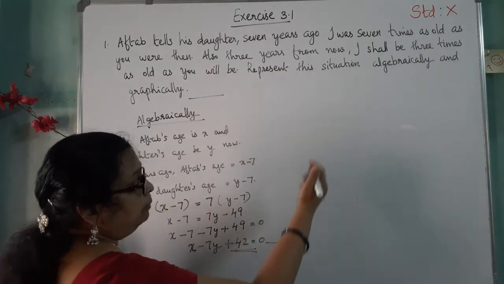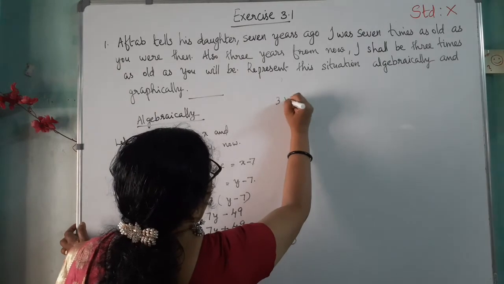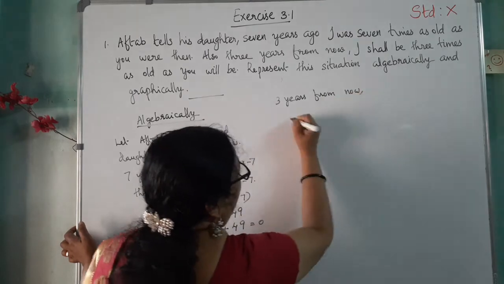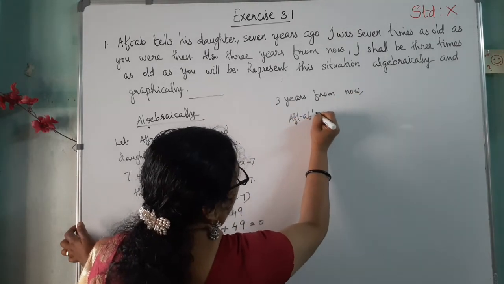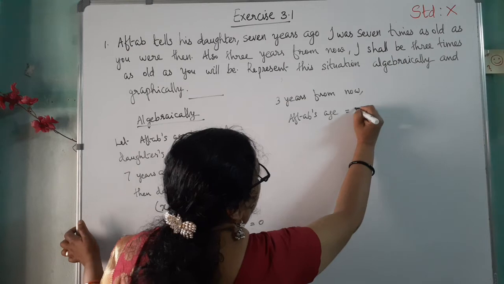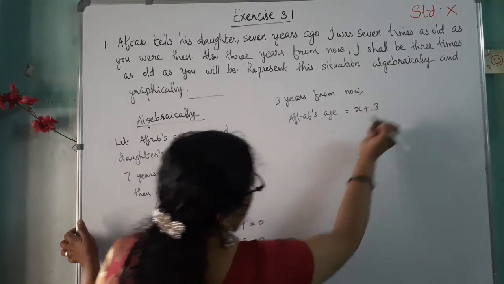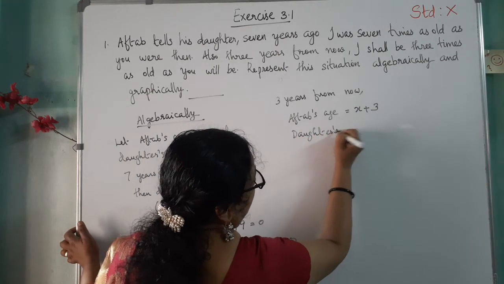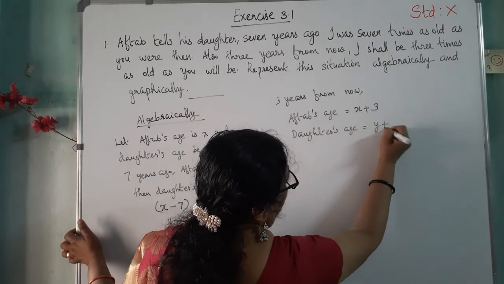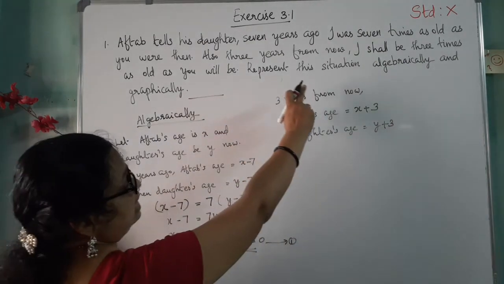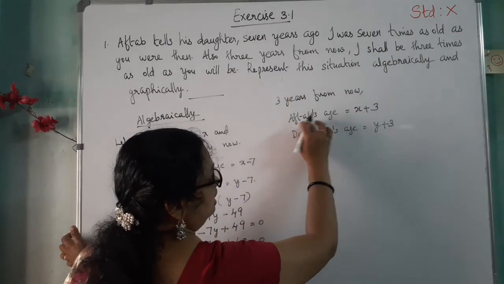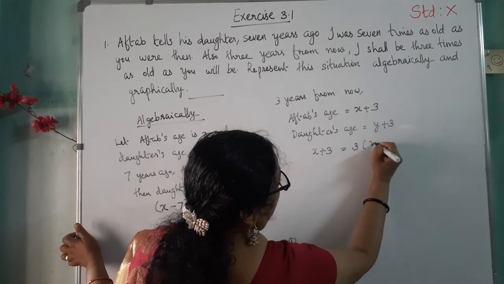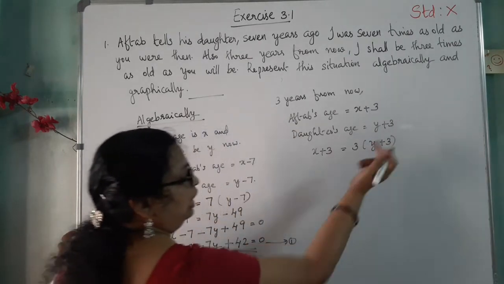Also 3 years from now, Aftab's age is equal to x plus 3, and the daughter's age is equal to y plus 3. And the relation: 3 years from now I shall be 3 times, that is, Aftab's age is 3 times his daughter's age, that is 3 into y plus 3.